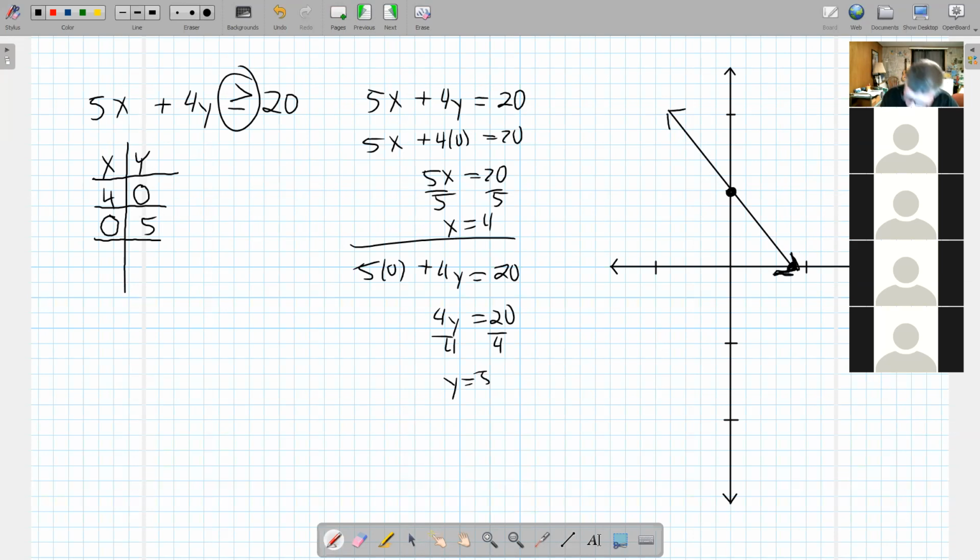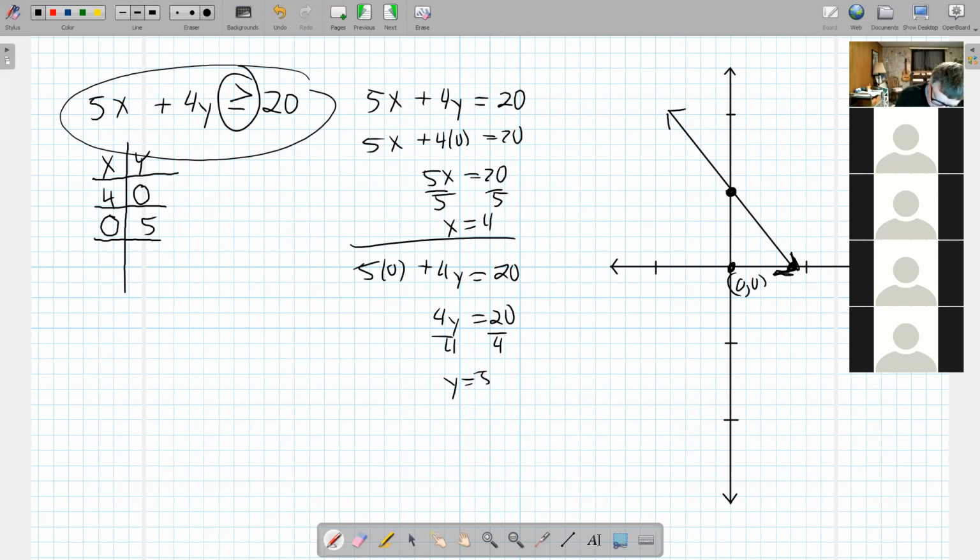Now, we need to establish which side of the line we're on. Is it above or below? So what we're going to do is pick a test point. The test point can be any point on the graph that's not on the line. A nice one to pick, if it's available, would be the origin, 0, 0. So I'm going to see, does that point make this statement true? If it does, then we're going to shade on the side of the line where the 0, 0 is. If it makes it false, we know it's on the other side.